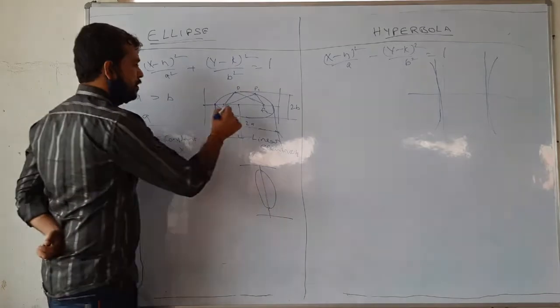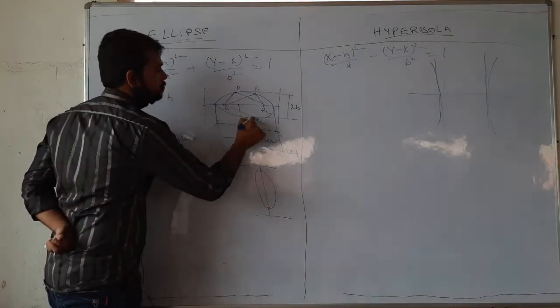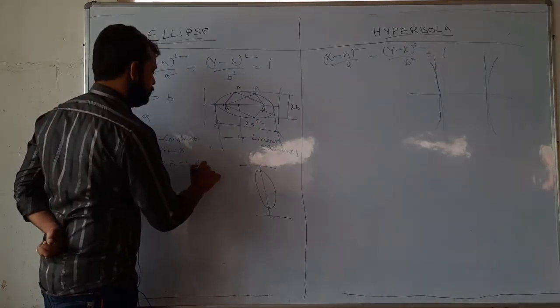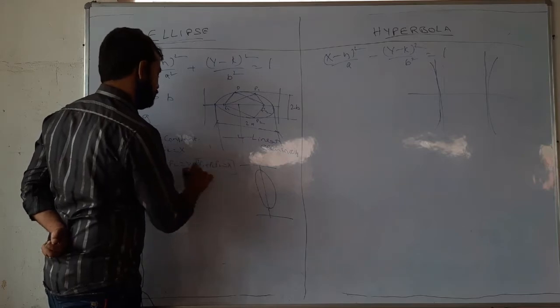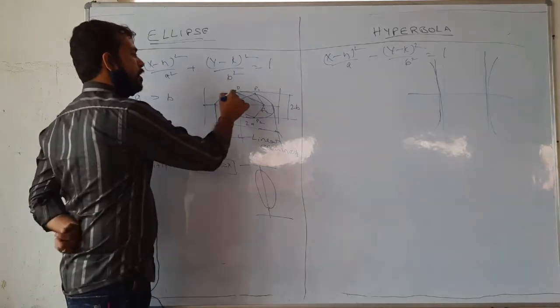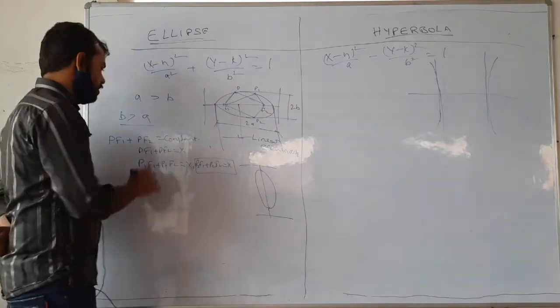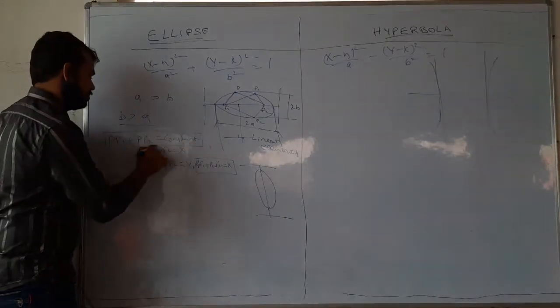If you consider P2, then P2F1 plus P2F2 is also equal to x. So if you consider any point, the sum of its distances from the foci will be equal to a constant.